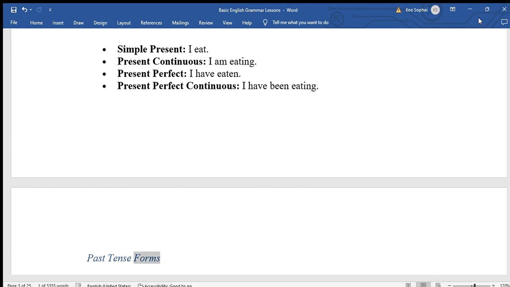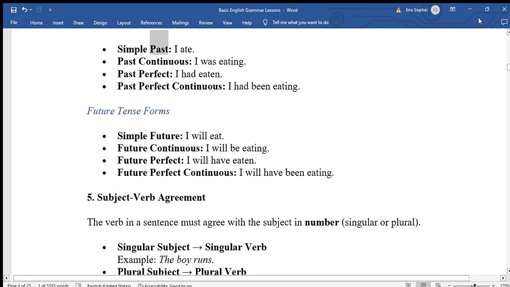Past tense forms: simple past, I ate. Past continuous, I was eating. Past perfect, I had eaten. Past perfect continuous, I had been eating.